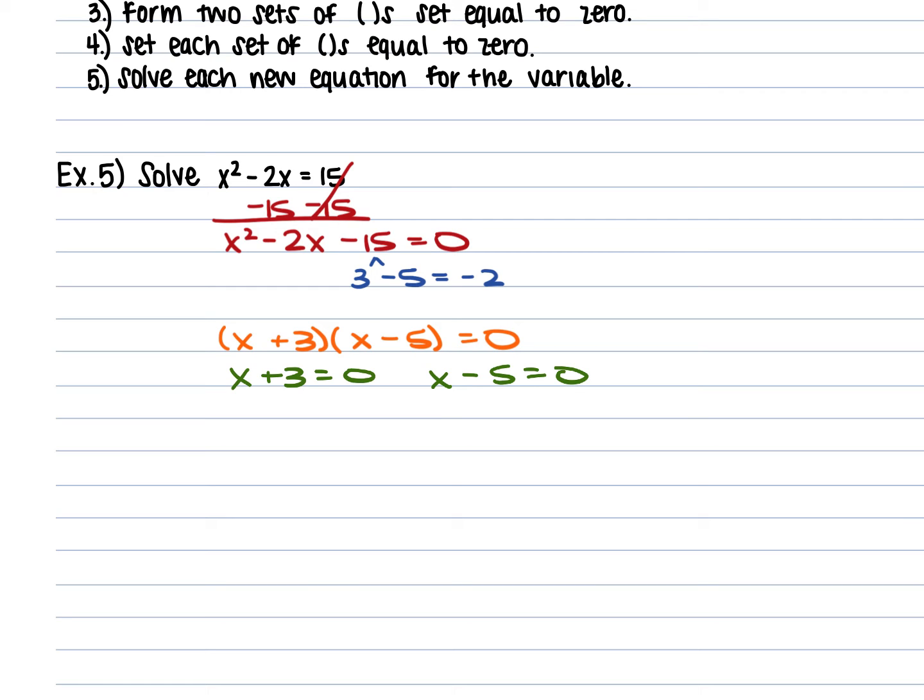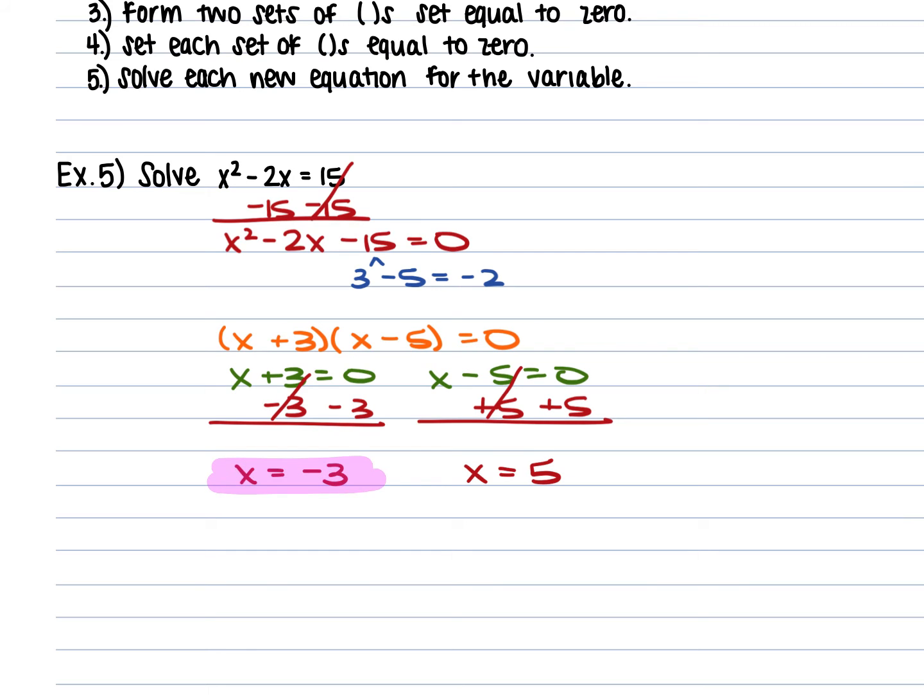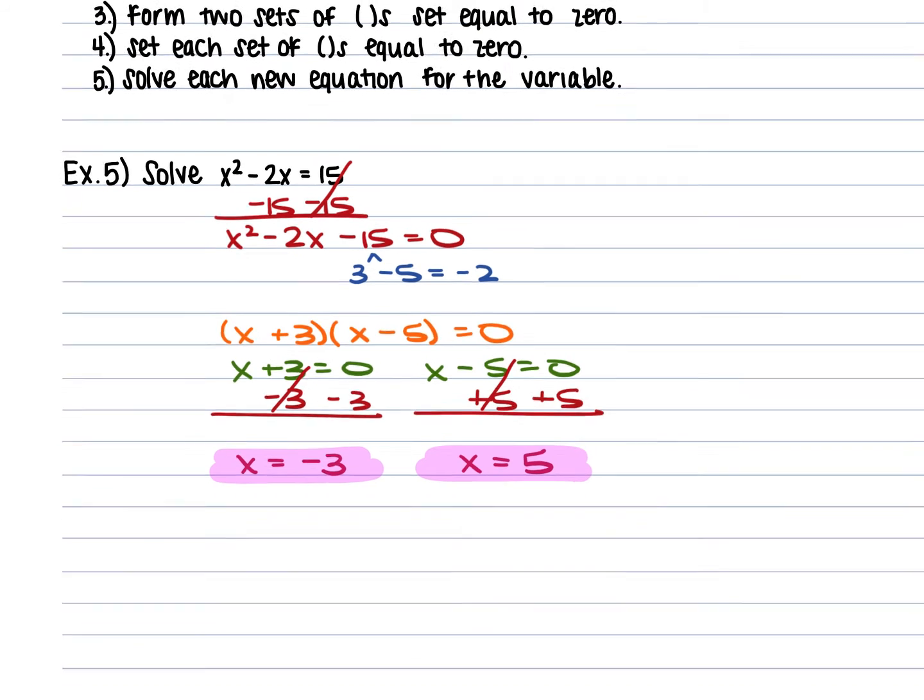We're going to move the 3 over by subtracting it from each side. So we get that x is equal to negative 3. We add the 5 to each side. We get that x is equal to 5. So our two solutions for this are negative 3 and 5.